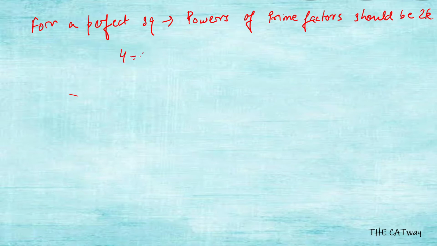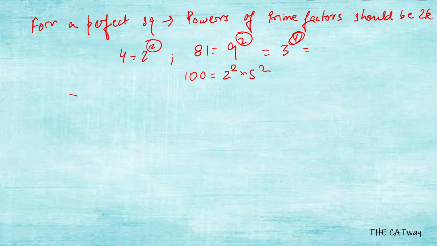What is 4? 4 is 2 square. Power is even, 2k. Let's talk about 81. It is 9 square. Power is 2k, or it can be written as 3 to the power 4. Power is still 2k. In prime factor form, we have to write 3 to the power 4, power is again 2k. So we know that it is a perfect square. Let's talk about 100. So 100 is 2 square into 5 square, we have seen before. So even and even, because the power is of the form 2k. Of all the prime factors the power has to be of the form 2k for a number to be a perfect square.